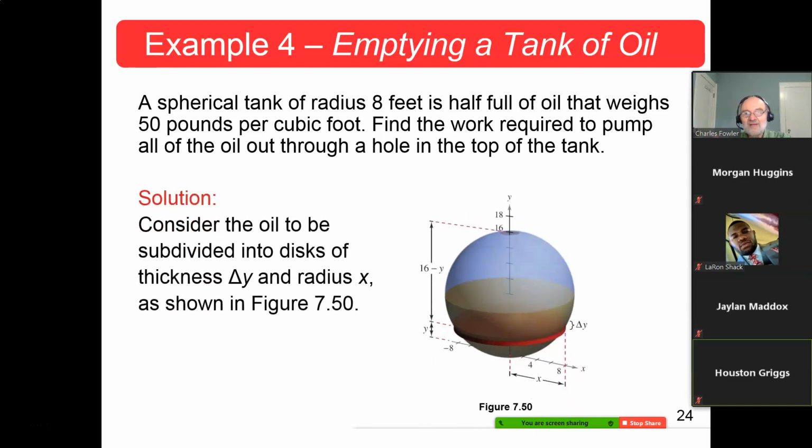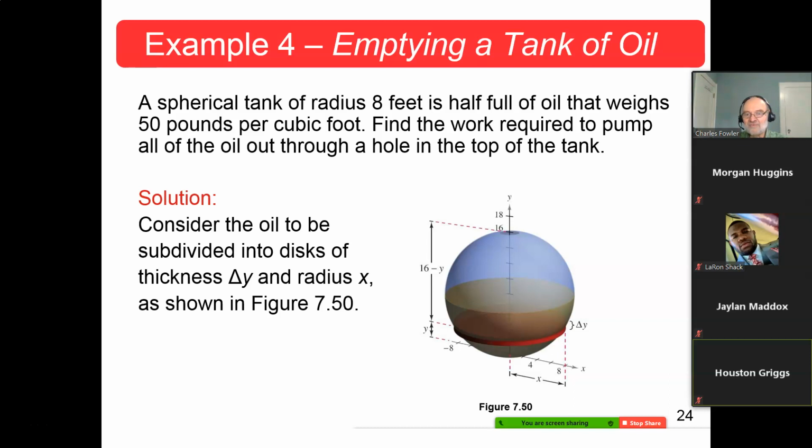Ah, there it is. Consider the oil to be subdivided into discs. Remember our disc method? Into discs of thickness delta y. Okay? And radius x. Now that radius is going to vary if you're near the equator, you might say, of that tank. It's going to be a fixed amount, but as you pump it out, the radius is getting smaller and smaller and smaller.